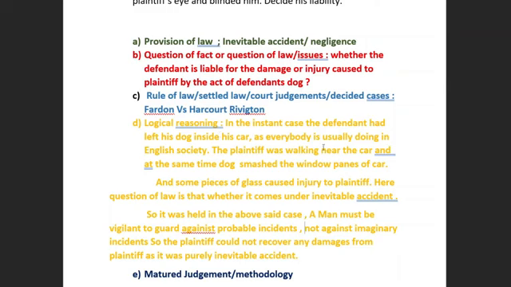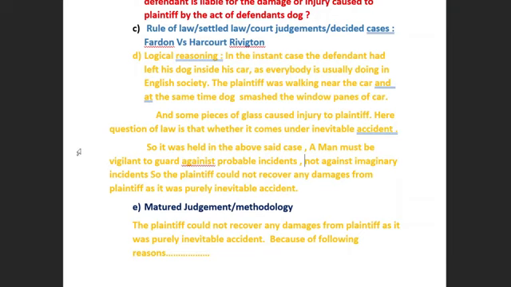So in this case, the defendant left his dog inside his car, as everybody usually does in English society. The plaintiff was walking near the car and at the same time the dog smashed the window panes of the car. These are the facts. Some pieces of glass caused injury to the plaintiff. Here the question of law is whether it comes under inevitable accident. So you can write this one. Here, with regard to this, this is the question of fact and this is the question of law.